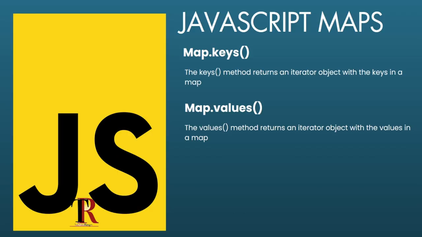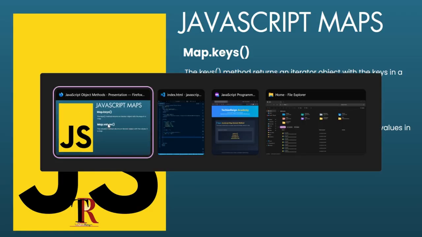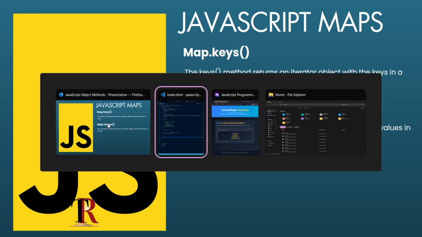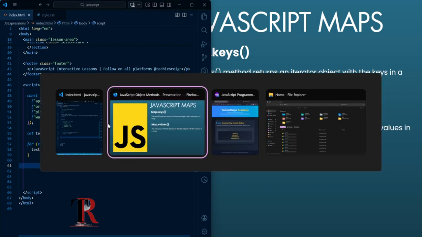So the keys method returns an iterator object with the keys in a map. Unlike entries, which returns key-value pairs, the keys method itself returns just the keys. And then the map.values method returns an iterator object with the values in a map. You can see one returns keys, the other one returns values. So let's look at an example of each of these methods in our code editor.